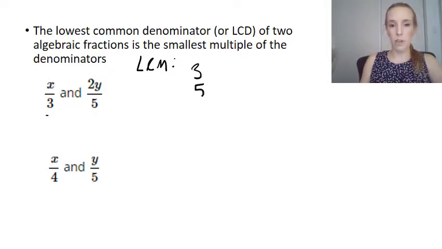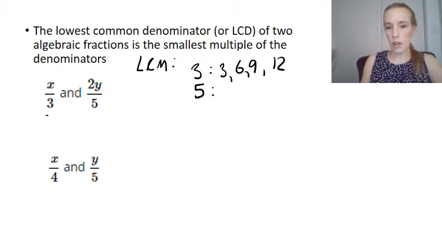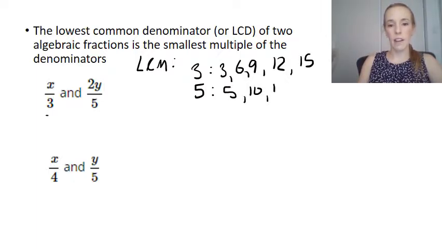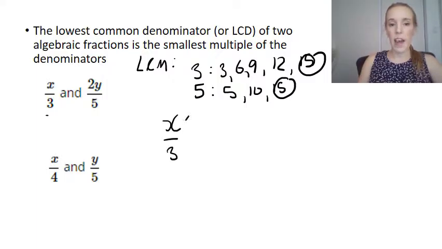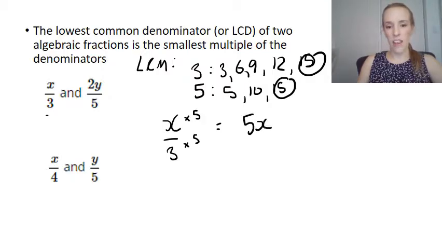The first thing we have to do is find the lowest common multiple of 3 and 5. So for a start, we can list all our multiples of 3. So we've got 3, 6, 9, 12, 15, and so on, and for 5, 10, 15. And there we go. Our lowest common multiple is 15. So to convert our fractions, we'll do x over 3, and to turn it into a fraction with a denominator of 15, we have to multiply by 5. So our numerator, x times 5, is 5x, and our denominator, 3 times 5, is 15.